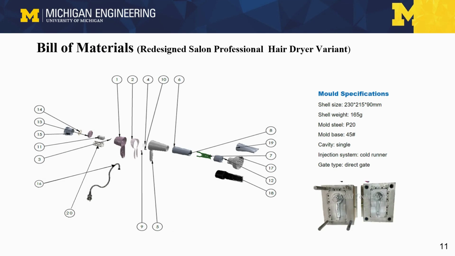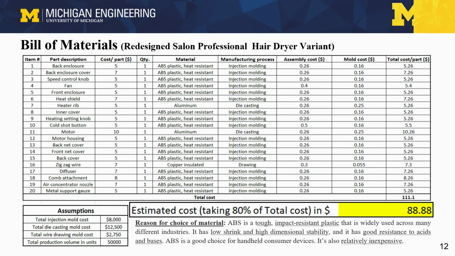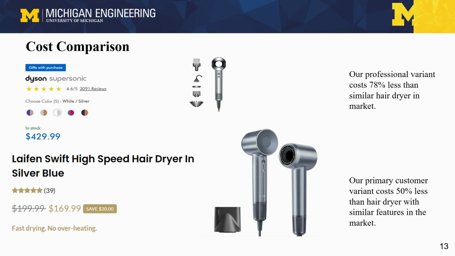Coming to the bill of materials for our professional variant, below is the image for the professional variant and the mold specifications are listed on the right hand side. The professional variant has additional accessories such as the diffuser, comb attachment, and the air concentrator nozzle. Again, considering the same assumptions that we had earlier, the total cost amounts to $111. Taking the estimated cost as 80% of the total cost, we get $88.